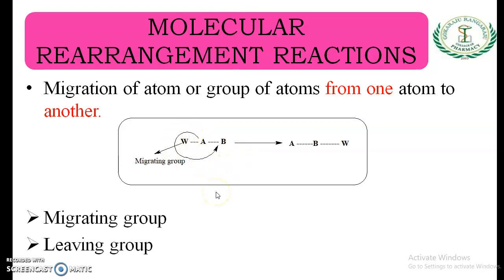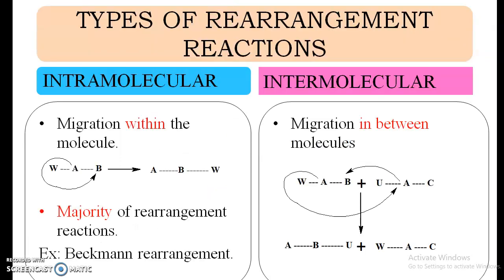And there is another term which we need to know, that is leaving group. So what is a leaving group? Leaving group is the one which is completely lost during the reaction. If a reaction is generating a good leaving group, then the rate of the reaction will be faster.